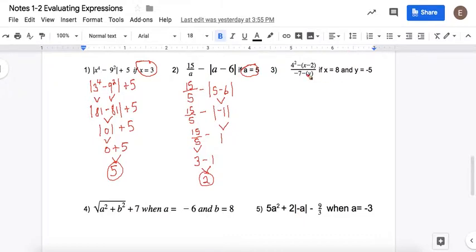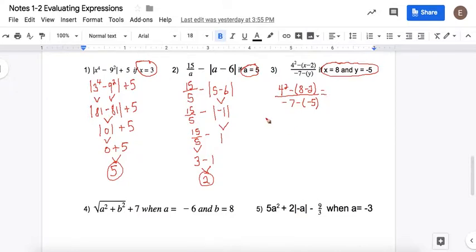Okay, let's look at number 3. Now this is considered fraction bar because I have an operation to do on the top and an operation to do on the bottom. So as long as I have either something to do on the top or the bottom or both, it's considered fraction bar grouping. So x equals 8 and y equals negative 5. So we're going to write 4 squared minus 8 minus 2, close your parentheses, divided by negative 7 minus negative 5 in parentheses.